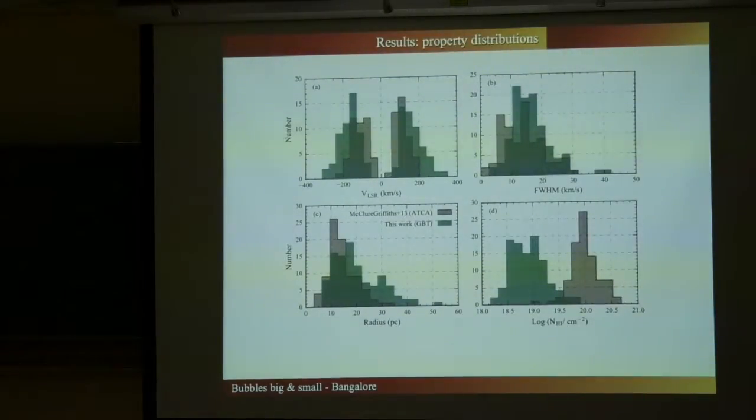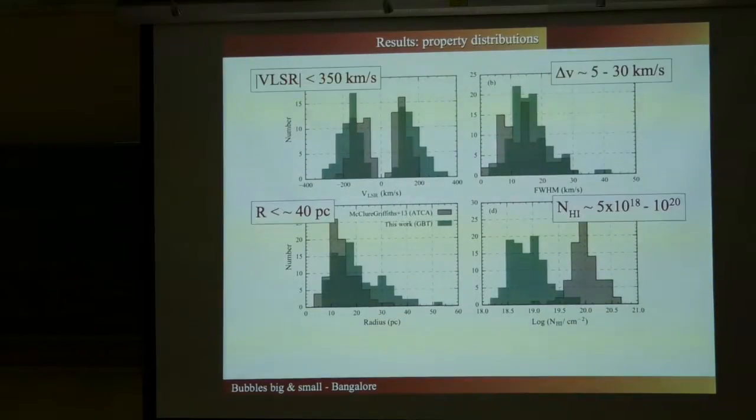Okay, let's just see a couple of distribution properties of this population. This is the line of sight velocity. This is the line broadening or velocity dispersion, if you prefer, radii and column density. Green is the new survey compared to the old one. I would like you to notice, first of all, that even if our data goes to 650 kilometers per second, we do not detect anything with higher velocity than 350. So we hit the boundaries in velocity, at least, of the population.